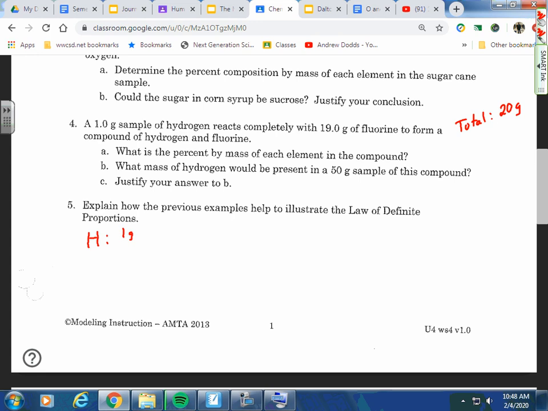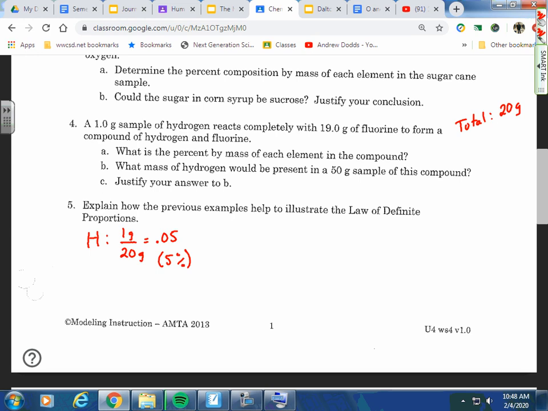That's the part that's hydrogen, and I'm going to divide that by the total, which is 20 grams. So 1 divided by 20 comes out to be 0.05, or 5%. So if 5% of it is hydrogen, what percentage should fluorine be? 95, because they should add up to 100, right?